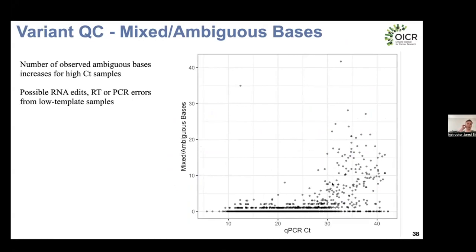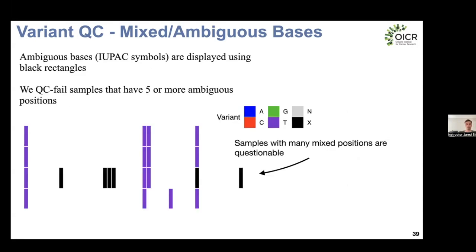Now, we never really nailed down exactly what the cause is, but it's probably due to PCR off of very low template material, so very little viral material, where PCR errors would then get amplified up to be a dominant or nearly dominant fraction of the bases and start to appear as mixed bases. And this problem would be more prevalent when you have these higher CT genomes where there's just a lot less template. Also some theories about RNA editing or RT errors also contributing when you have this low template material.